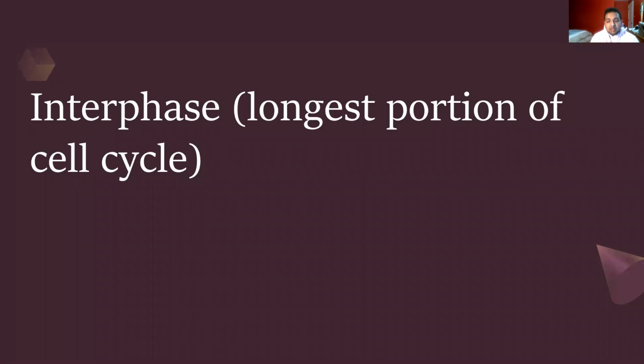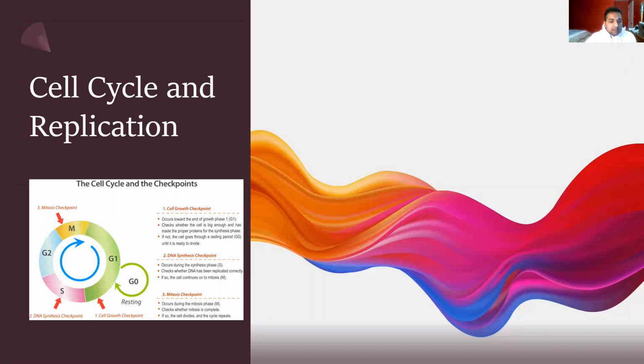So first we're going to start with the interphase, which is the longest portion of the cell cycle. If we go back, it is everything from the beginning of what is called the G1 stage all the way to the G2 stage. In some definitions, it also includes the G0 phase, but for our purposes, I will consider that outside the cell cycle.